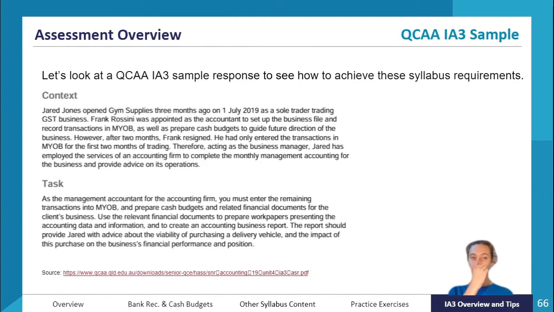So in this case, we've got a particular business. We've been given the context and the task. So Jared Jones is our business manager, our owner. He opened the business called Gym Supplies 3 months ago on the 1st of July 2019 as a sole trader trading GST business. So we've got the accountant, Frank, in this case, was appointed to set up the business file and record transactions in MYOB.